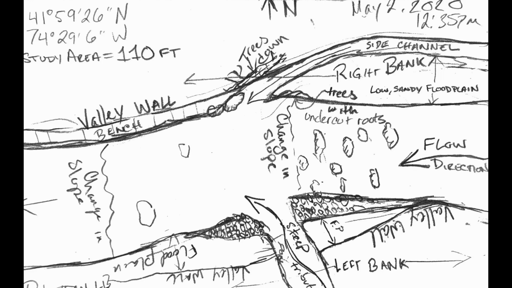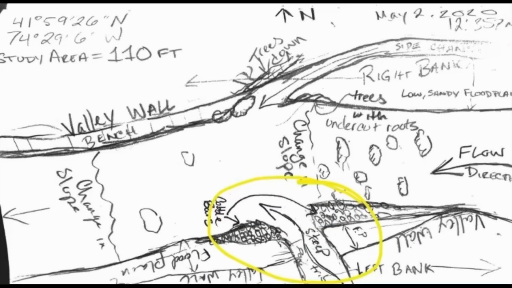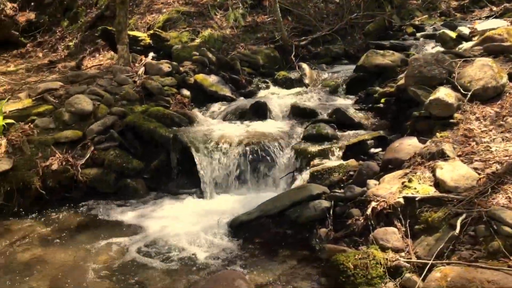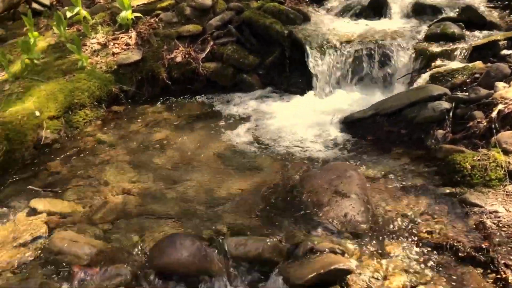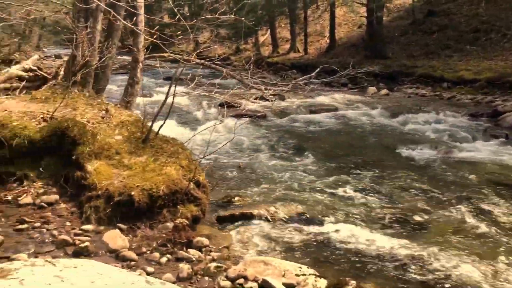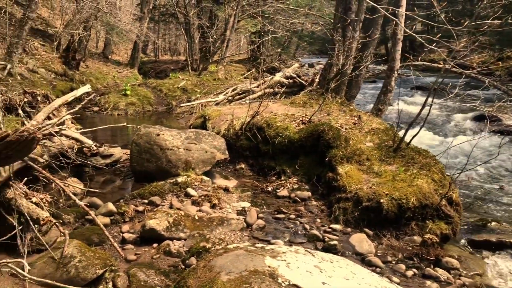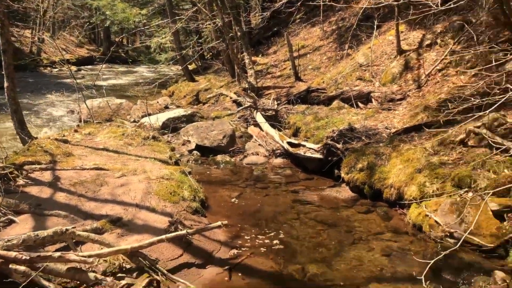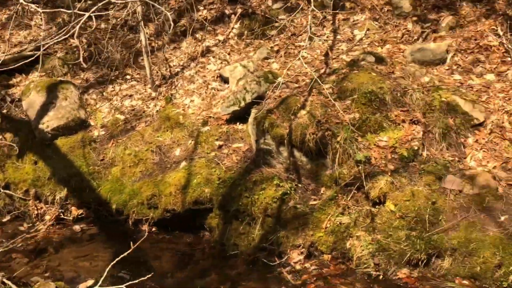Here is my finished sitemap, which includes as much detail as possible. The first feature I recorded was our tributary coming in from the left bank. I made sure to record that this is a steep stream that has steps and pools. Now across the stream from our tributary, we have this side channel that runs along the back side of this low sandy floodplain on the right bank.